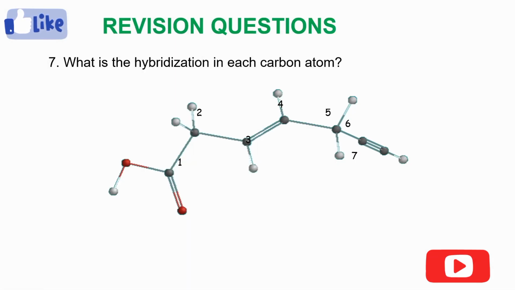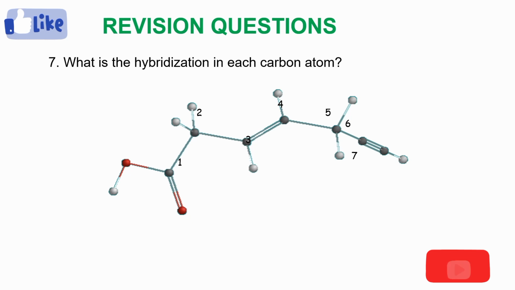Now, what is the hybridization of each carbon atom? I want to make this clear. There are two different things. The question can be hybridization of an atom or hybridization of a bond. Whenever you're talking about a bond, you're talking about two atoms that are connected with the bond. But in this question, we are dealing with the hybridization of carbon atoms. So let's look at it.